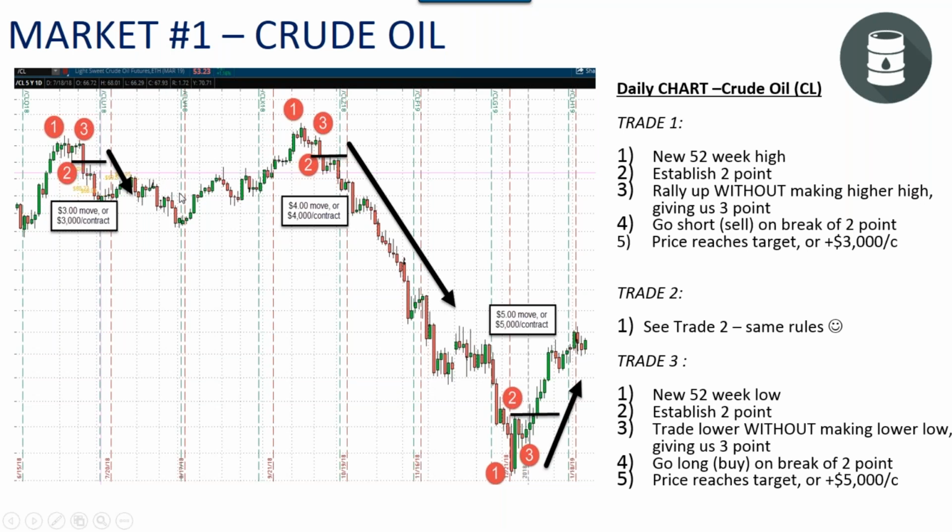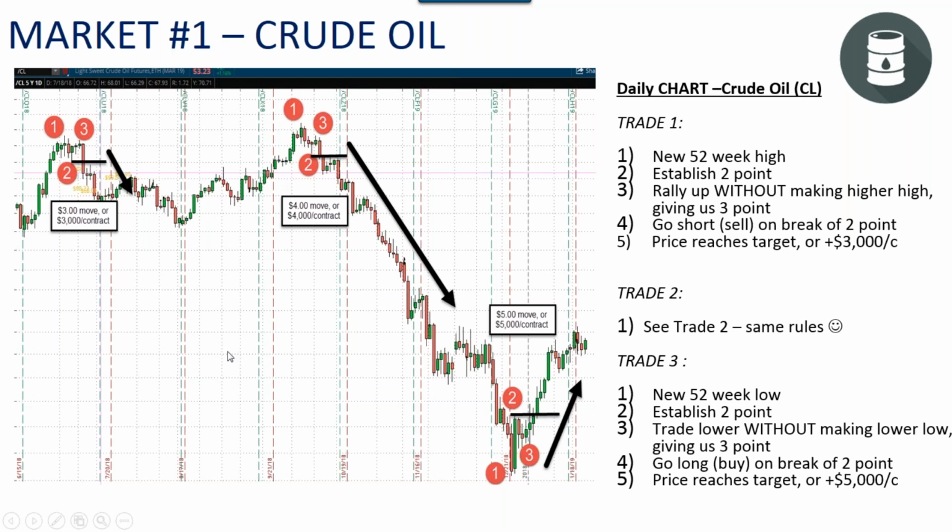I get asked all the time, does this work in range-bound markets? Well, theoretically it should, right? Because we're looking for new highs or new lows. So I'm only looking for new highs or new lows to get a new 1, 2, 3 pattern. But if you want to trade range-bound 1, 2, 3s, you certainly can. We have a nice 1, 2, 3 inside this range, triggers to the upside, ends up being a profitable trade.